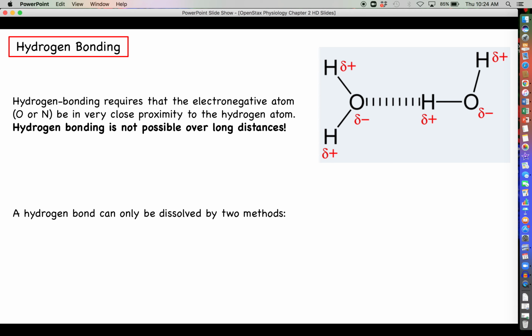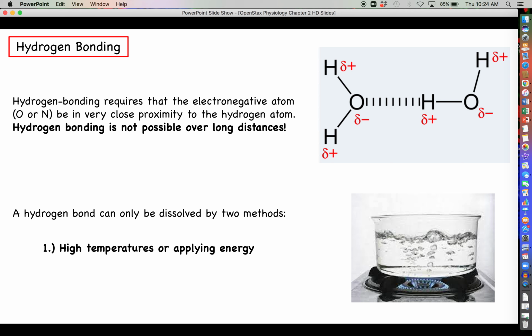Well, that actually means something very important for us, because that means that a hydrogen bond can be dissolved by one of two different methods. One you're probably most familiar with, even if you weren't really aware of it, is that you can break hydrogen bonds by applying energy or cranking up the temperature. You do this every time you cook and you boil water. Water is maintained as a liquid in large part because all the water molecules are held tightly together by a network of hydrogen bonds. So that prevents the water molecules from vaporizing and moving far apart from one another.